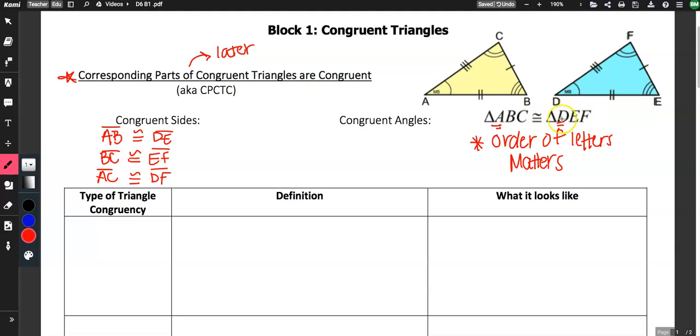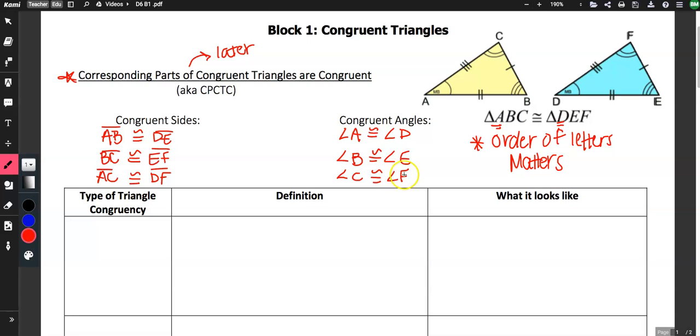So the letters help you, not as much as the picture. I didn't really even look at the picture when I was writing out these sides. I was looking purely at the letters of our congruency statement. Similar idea with the angles here, congruent angles. Angle A is congruent to angle D. Angle B is congruent to angle E. And angle C is congruent to angle F.